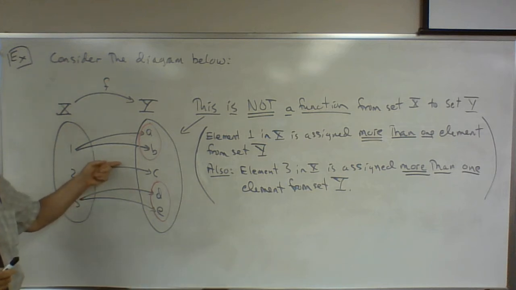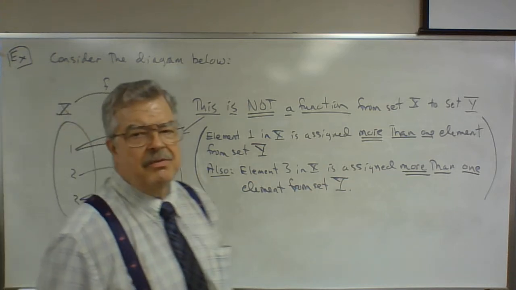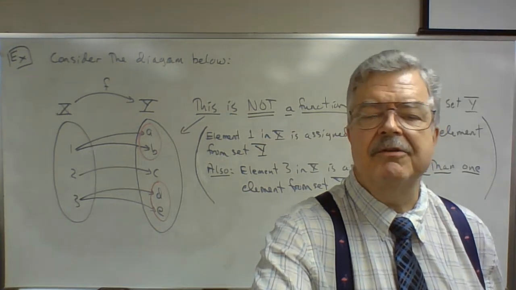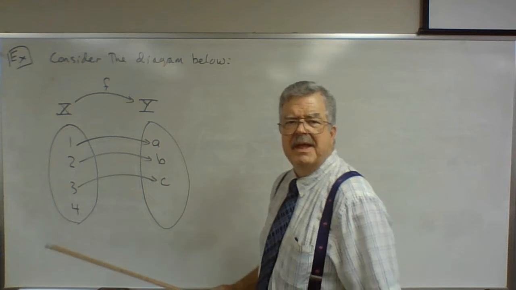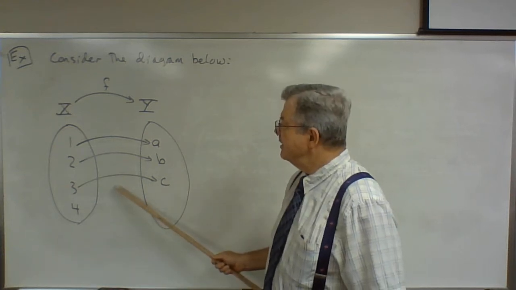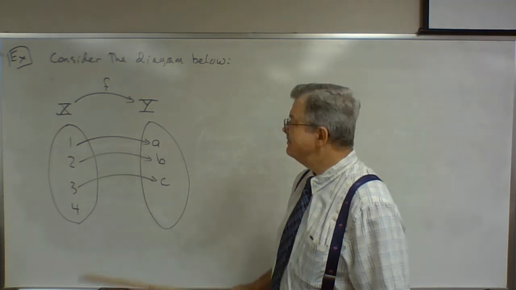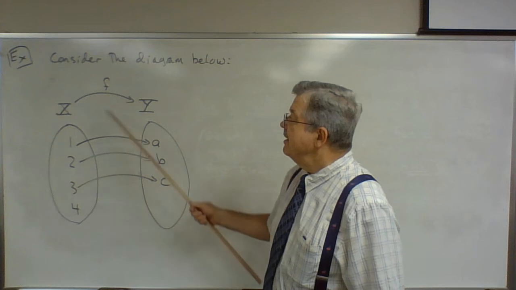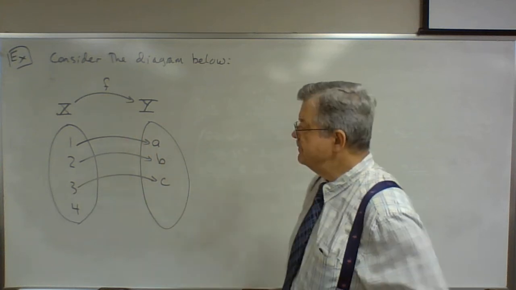So this fails to be a function. Let's continue with one more example before we move to a different way of denoting functions. Again, we have a diagram that depicts a candidate for functionhood. We want to know if this diagram, as it's drawn, represents F as a function.